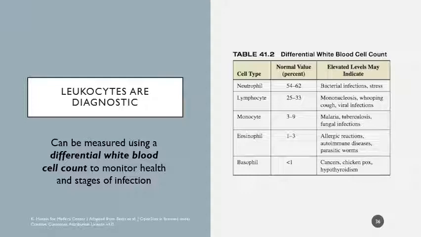So for example, neutrophils, that big fraction of white blood cells, elevated levels are often associated with bacterial infections or stress. Elevated levels of lymphocytes are associated with mononucleosis or mono, pertussis, whooping cough, and viral infections. They're also associated with lymphoma, so different cancers. Monocyte elevated levels are associated with malaria, tuberculosis, and fungal infections, so some of those longer-term serious chronic conditions. High eosinophil levels, like I mentioned, are associated with parasitic worms, also with allergic reactions and autoimmune diseases. Remember that eosinophils secrete antihistamines, and so that's associated with some of these broader immune responses. And then basophils, which should be just a very small fraction of your white blood cell count, elevated levels indicate different cancers, chickenpox, and hypothyroidism.